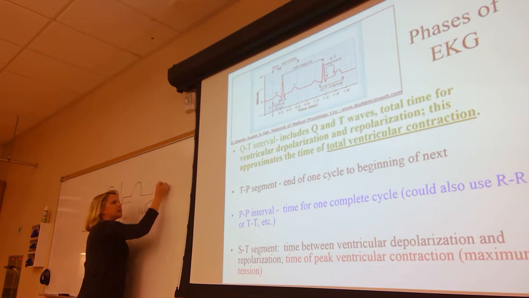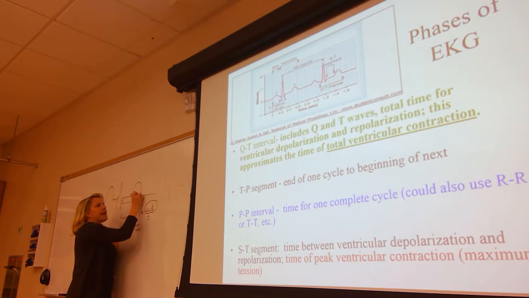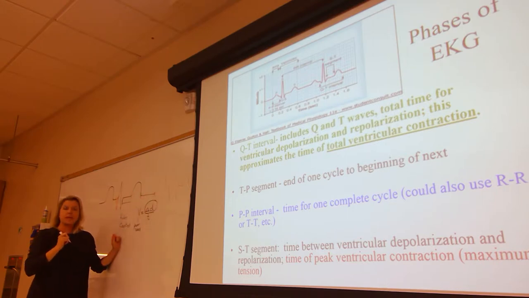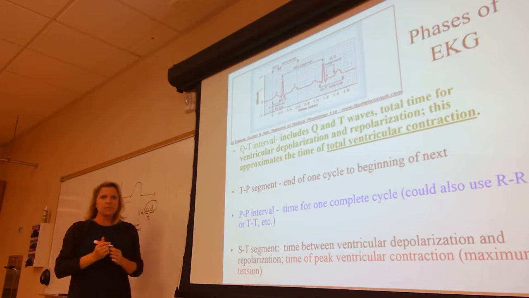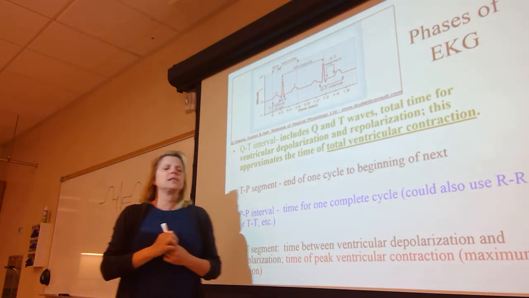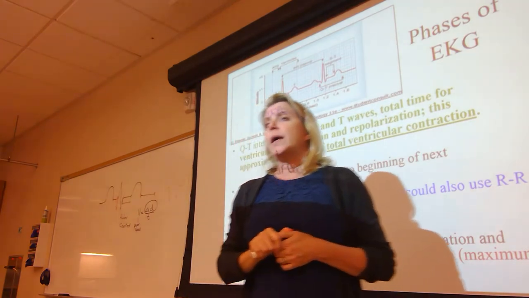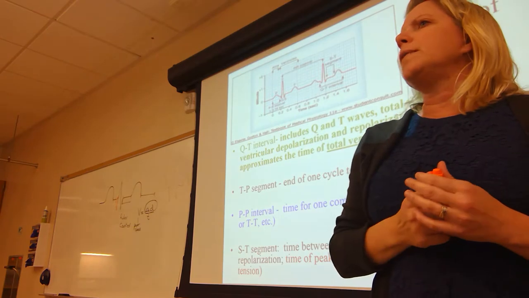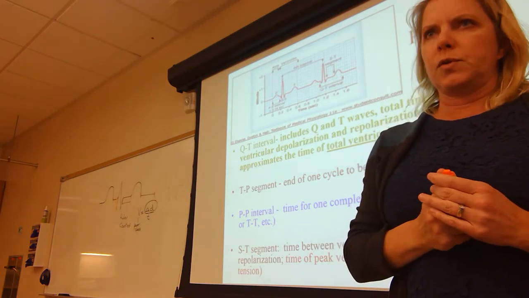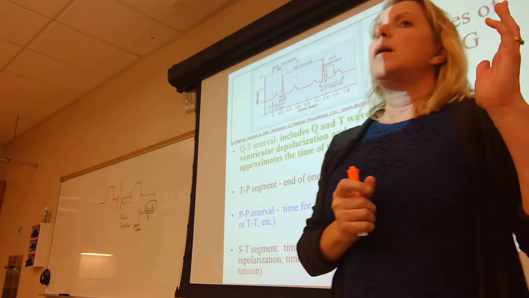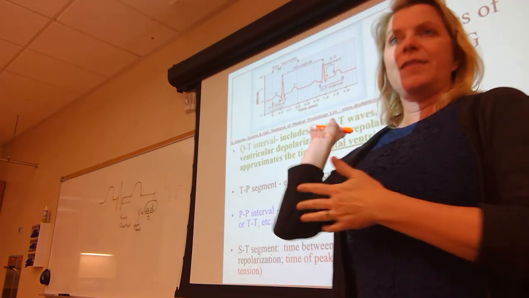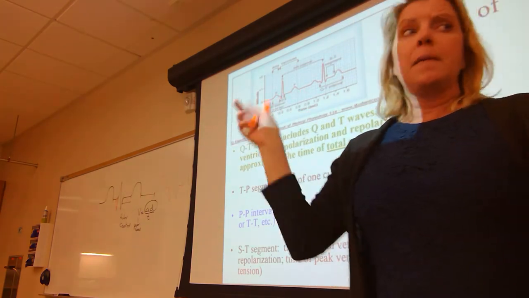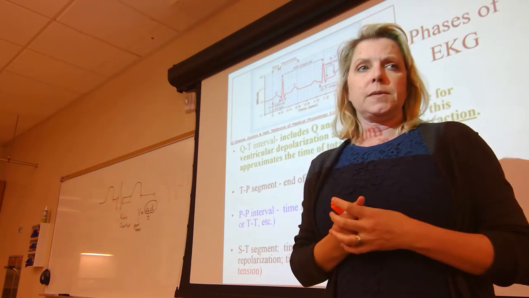The TP segment is from the end of the T to the beginning of the next P. Again, segments are flat lines. And the TP segment represents the amount of time for the heart to rest, fill, and be perfused. It is the one that will be shortened the most. I ask a multiple choice test question on these segments. Not just matching, but what is their importance?